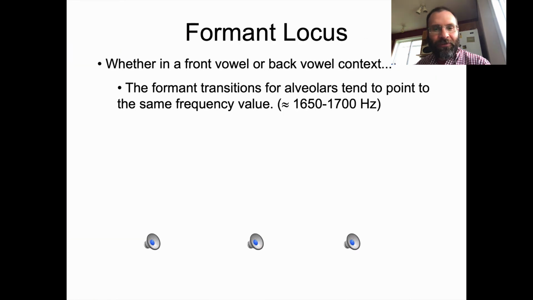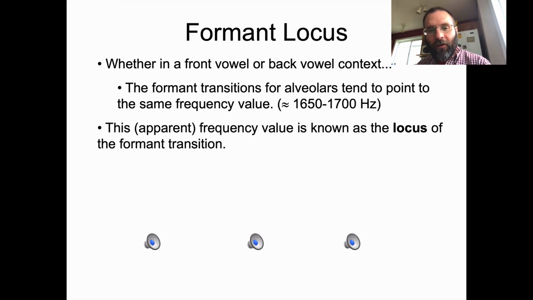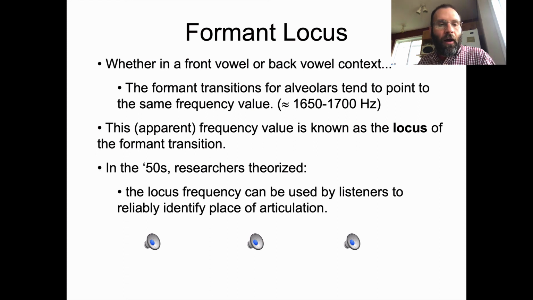Yeah, so this restates that point that I've mentioned already several times over. This apparent frequency value that we get for alveolars is called the locus of the formant transition. It's kind of where that transition begins or ends as we go into the stop. And like I said, back in the 50s, when people were still trying to figure out how these acoustic cues work, one of the first insights they had is that you could simply get a percept of where stops are based on the formant transitions alone. So I've got some examples here.